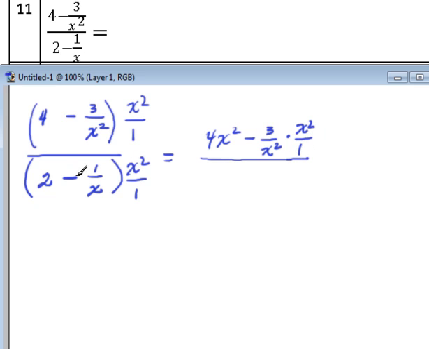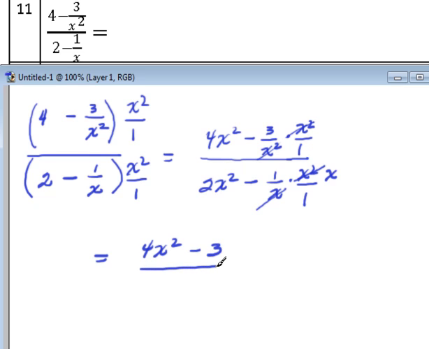And in the denominator we have 2 times x squared minus 1 over x times x squared over 1. All right, now we're ready to cancel these two x squareds, and x squared, reduce that, and we get an x. Okay, so now we have 4x squared in the numerator minus 3, and in the denominator we have 2x squared minus x.